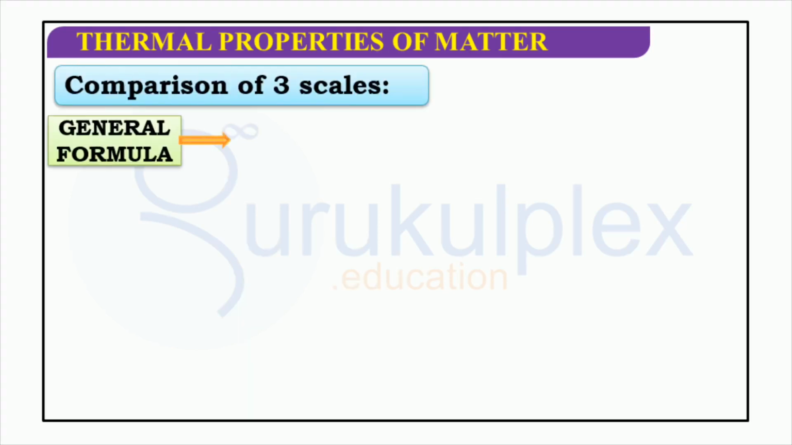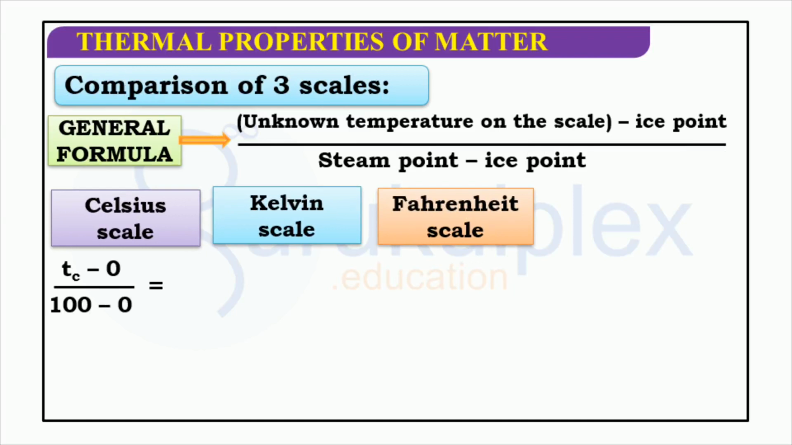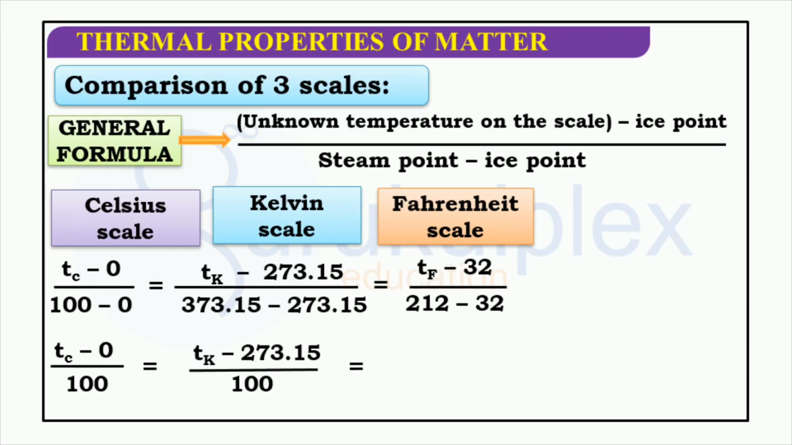We are examining three scales of temperature: the Celsius scale, the Kelvin scale, and the Fahrenheit scale. The temperature of ice point is zero on the Celsius scale, 273.15 on the Kelvin scale, and 32 on the Fahrenheit scale. The temperature of steam point is 100 on the Celsius scale, 373.15 on the Kelvin scale, and 212 on the Fahrenheit scale.